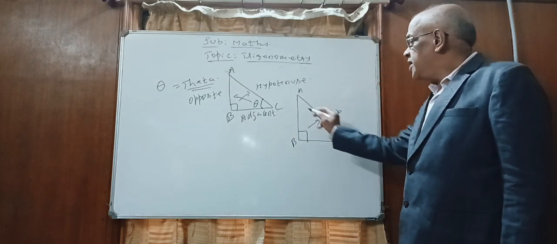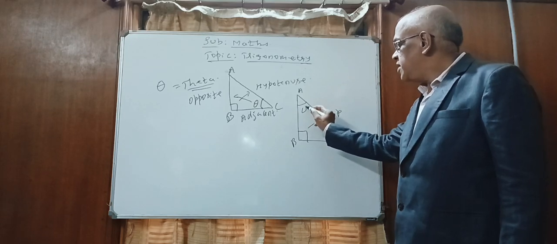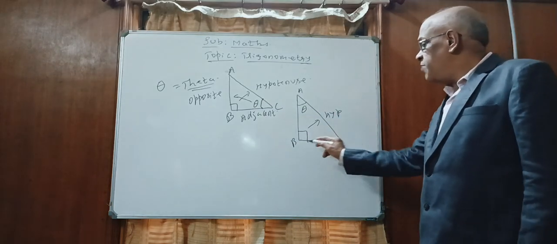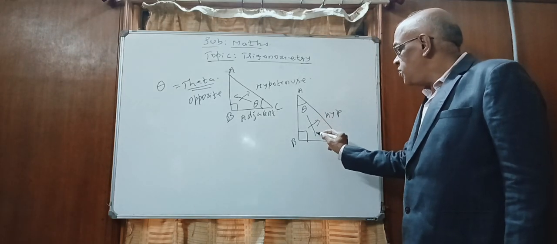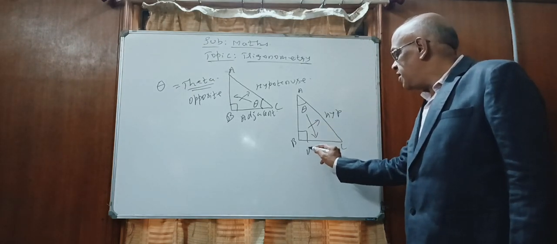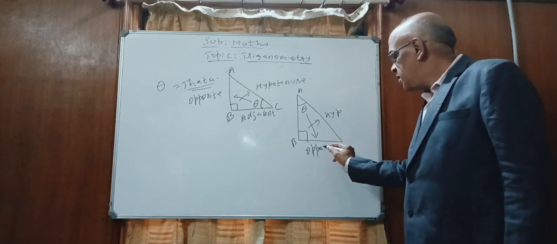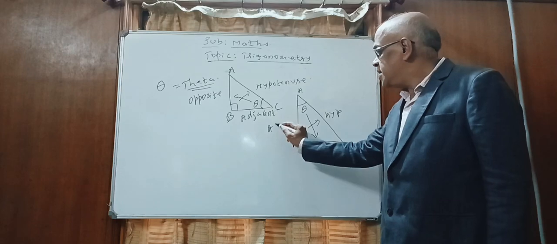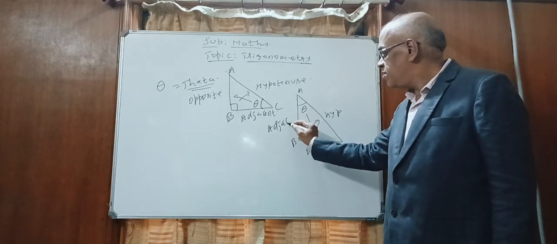Now come here. Now angle A is theta. Now the positions of adjacent and opposite will change. What will happen to BC? It is opposite to angle theta. Therefore, BC becomes the opposite side. Then the remaining side, AB, becomes the adjacent side or base.